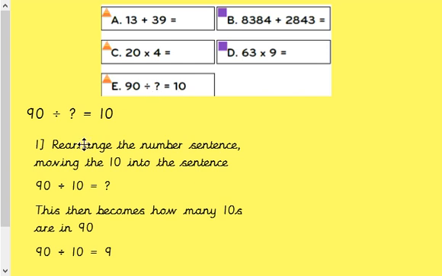And finally, the last question this morning, we've got 90 divided by a mystery number will give us 10. So what I would do if it was me, step 1, I would rearrange the number sentence. I would move the known number, the 10, into the equation. So then it becomes 90 divided by 10. Or how many 10s are in 90? Well, we all know our 10 times table, and we all know that there are 9 10s in 90. So 90 divided by 10 would equal 9. So in answer to our question, 90 divided by 9 would equal 10.